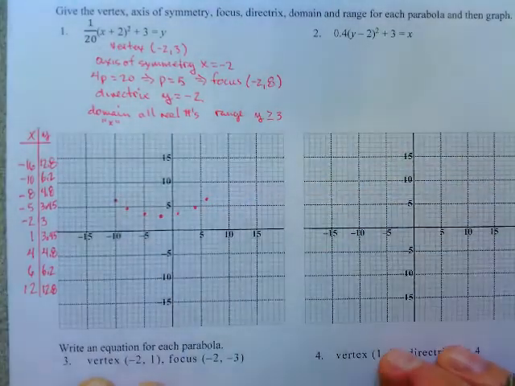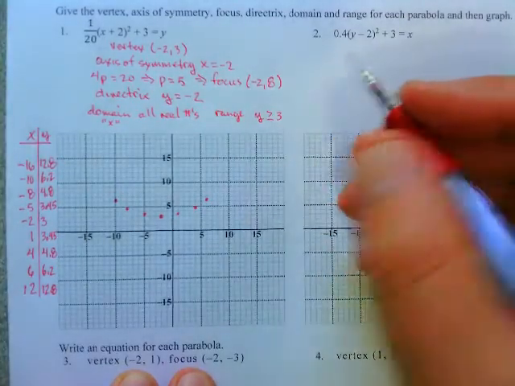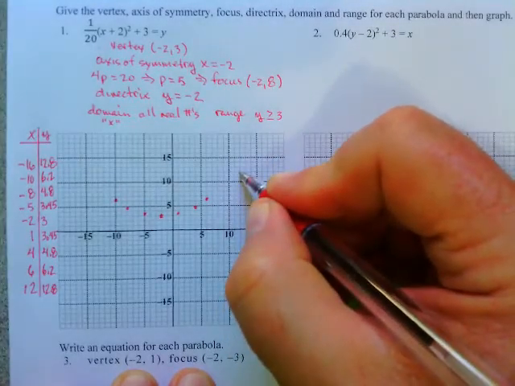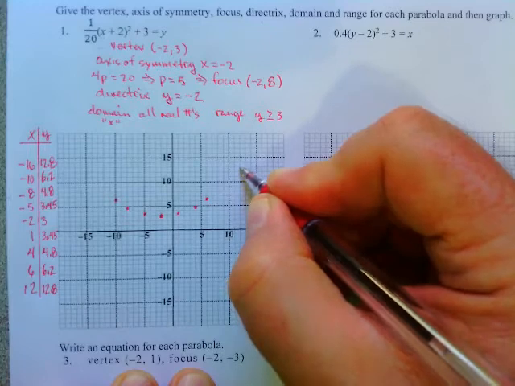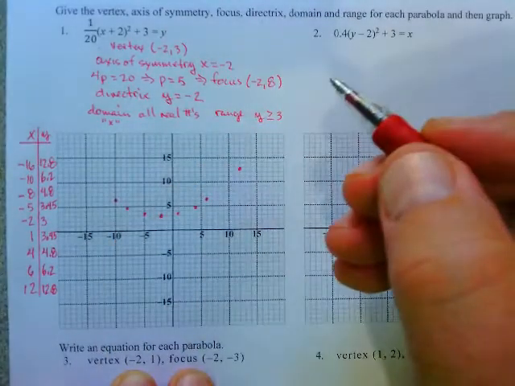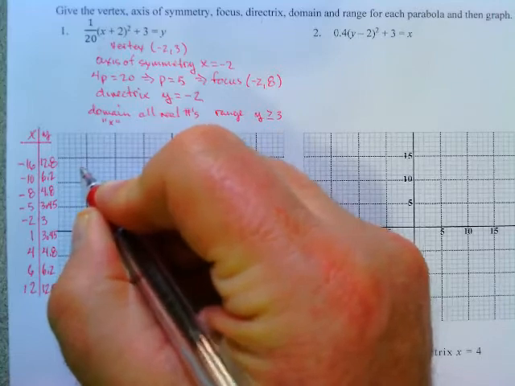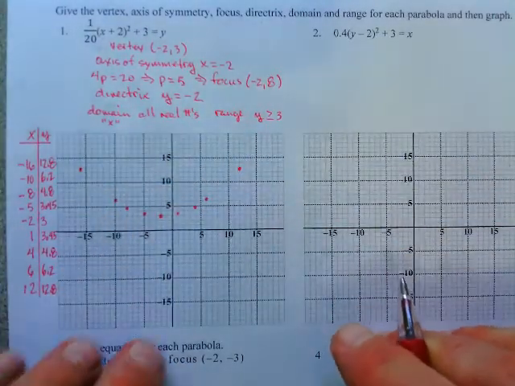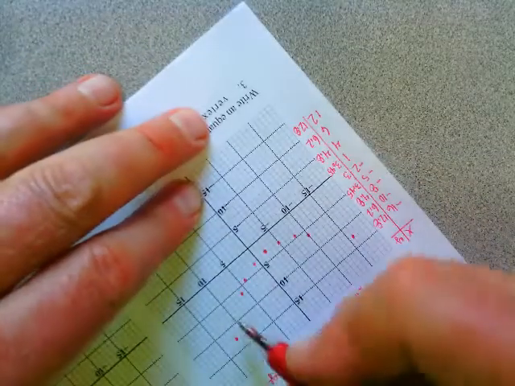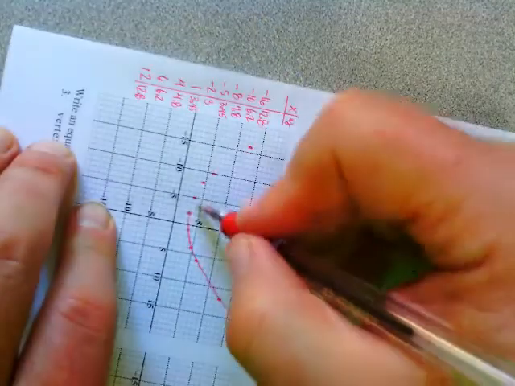So as you can see, it's a very shallow parabola. And let's see, we go up to 12, and we're at 12.8, so that's almost 13. So we'll put it right there. And then at negative 16, again, almost 13 up there. And so there is the parabola. I'm going to go ahead and draw it out, connect my dots.